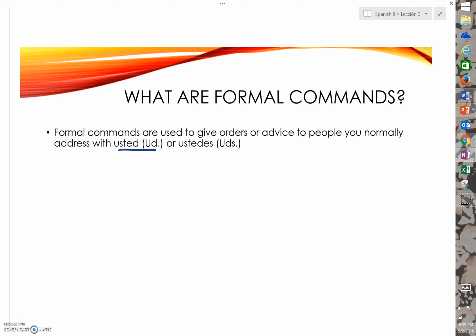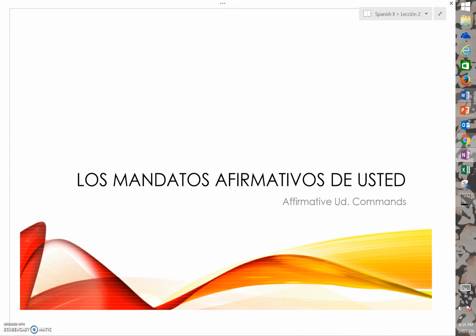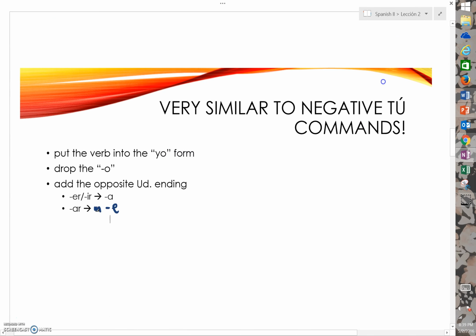So by the end of this video, you will be able to form affirmative and negative usted commands on your own. Let's get started. So like I said, we're starting with los afirmativos. Fortunately, affirmative usted commands are formed very similarly to negative tú commands. The first thing we're going to do is put our verb into the yo form, drop the o, then add the opposite usted ending. So if we have an -er or an -ir verb, we're going to drop our o and add a. And if it's an -ar verb, we'll drop our o and add an e.